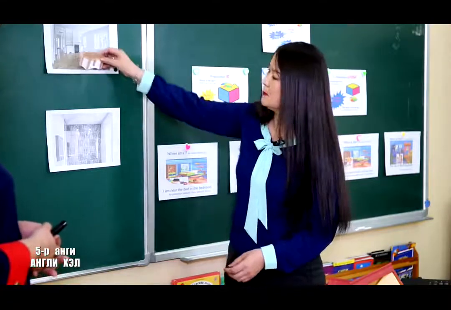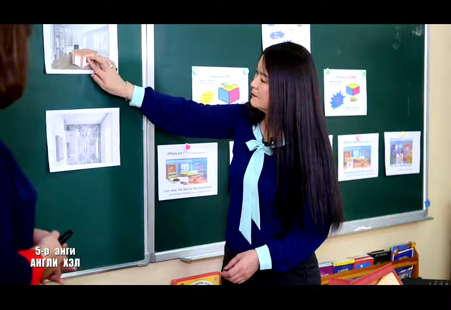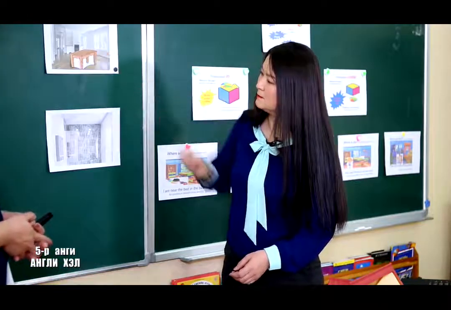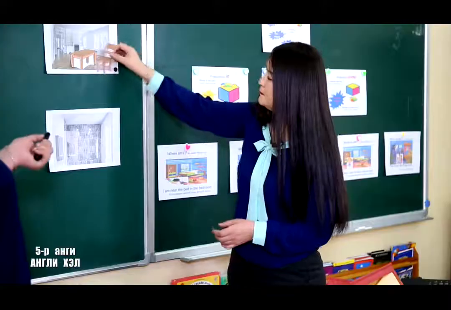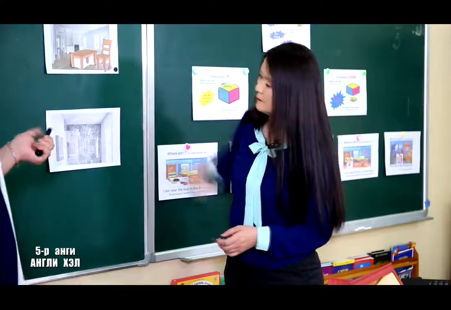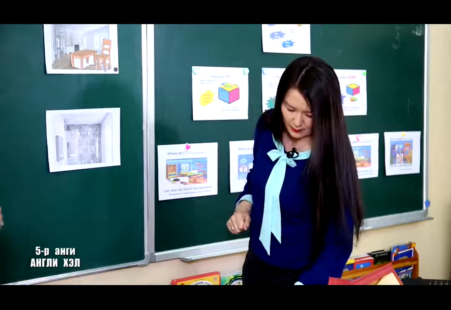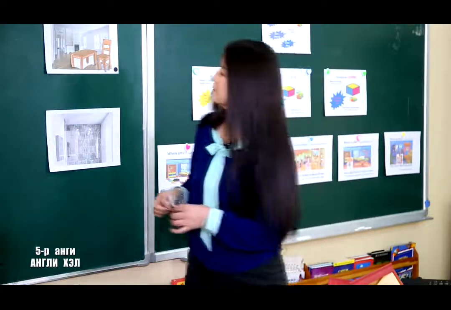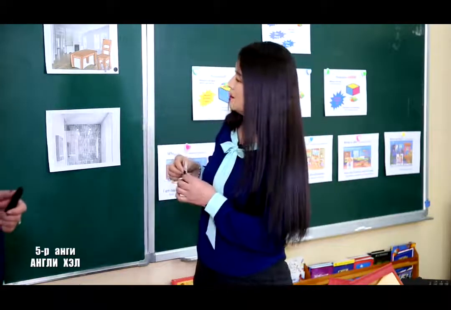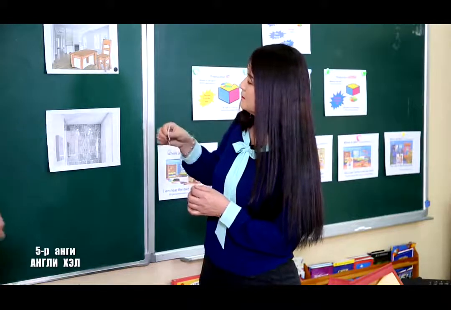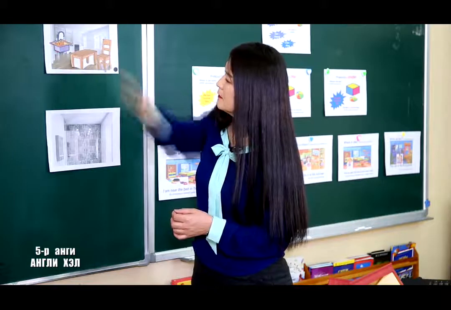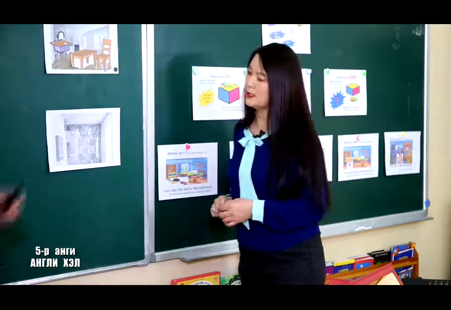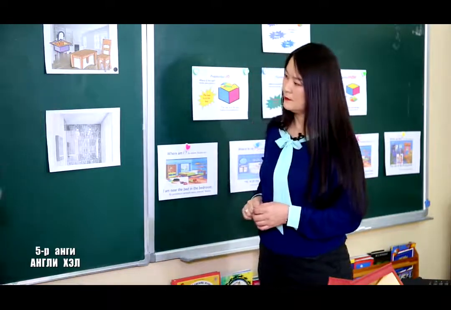Have you got a table? Yes, I have got a table. Have you got a chair? Yes, I have got a chair. Have you got a sink? Yes, I have got a sink.